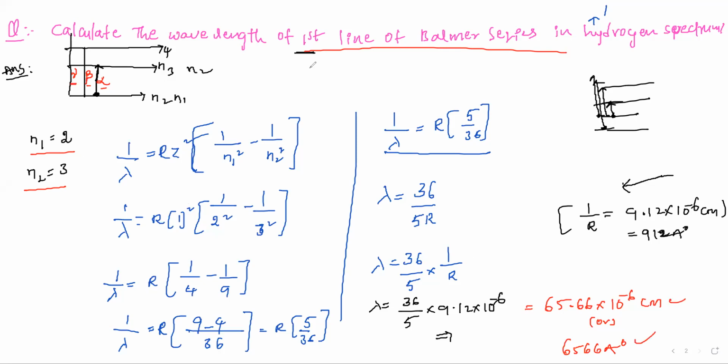Calculate the wavelength of the first line of Balmer series in hydrogen spectrum. First line alpha line, second line beta line, third line gamma line. In Balmer series, N1 value is the second shell and N2 value is the third shell. N1 equal to 2, N2 equal to 3. This is the Rydberg formula: 1 by lambda equal to RZ square into 1 by N1 square minus 1 by N2 square.